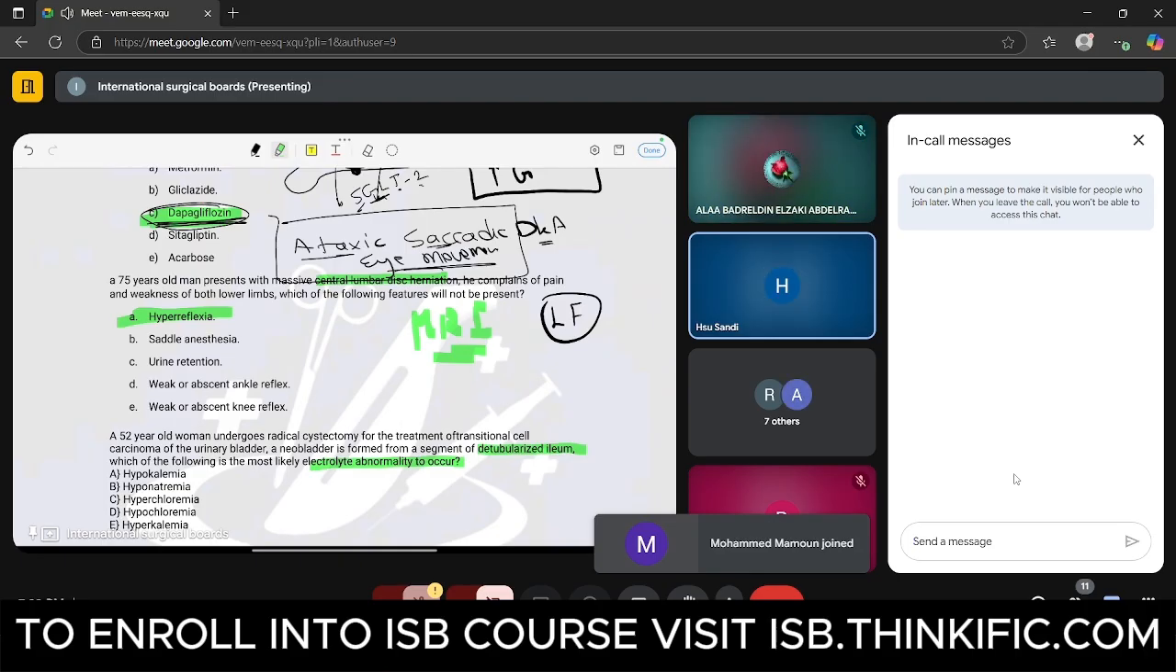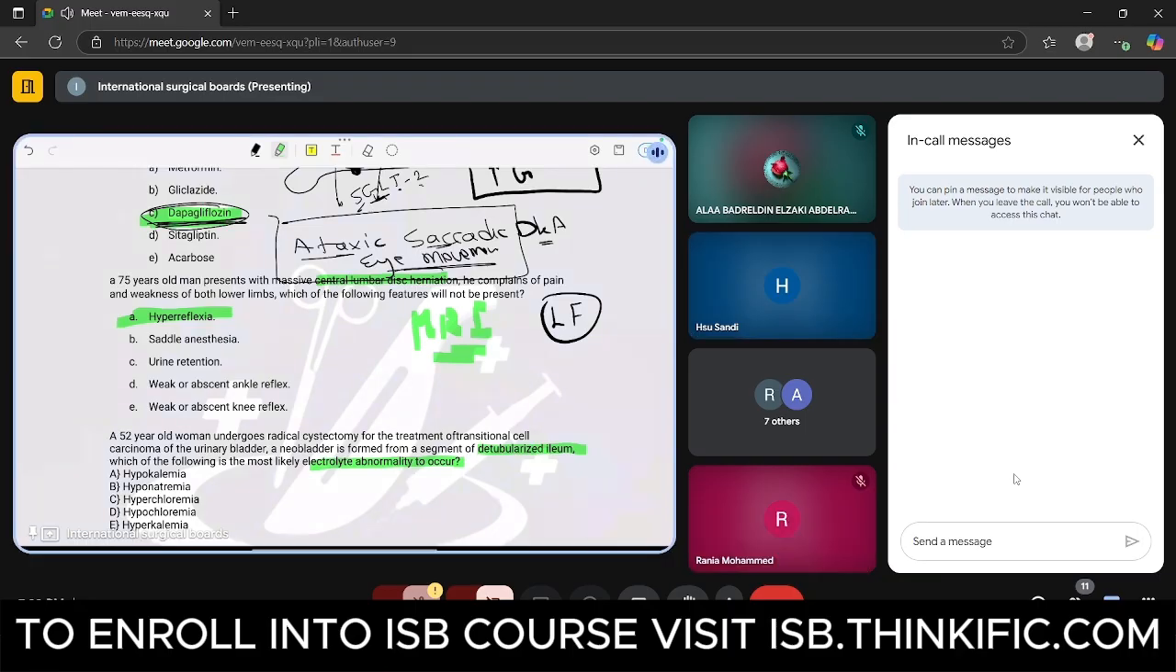Hyperchloremia. Yeah, excellent. It is hyperchloremia indeed. Most cases of urinary diversion don't develop any electrolyte problems. It's not common, but among the commonest is hyperchloremic acidosis, due to loss of bicarbonate, and when bicarbonate is lost, then chloride goes up to maintain electroneutrality.